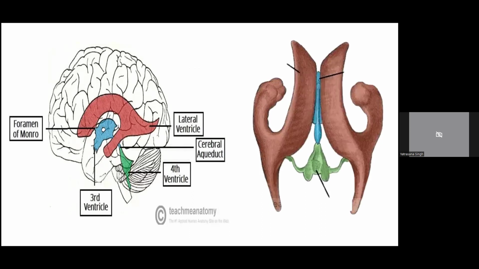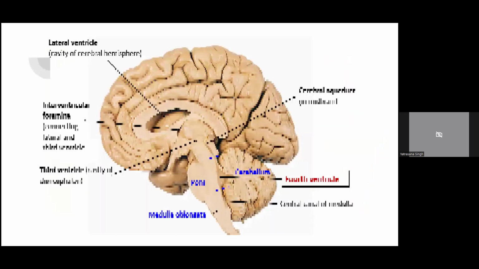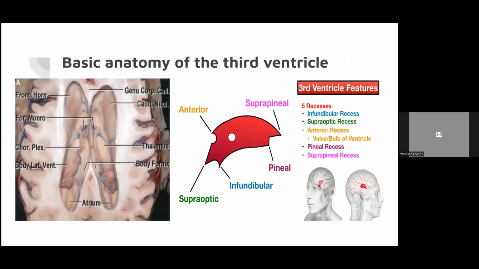The 3rd ventricle is connected to the lateral ventricles by the foramen of Monro, as seen in this picture. And the 3rd ventricle is situated in between the right and left thalamus. The anterior surface contains numerous protrusions or recesses, some of which are seen in this image.